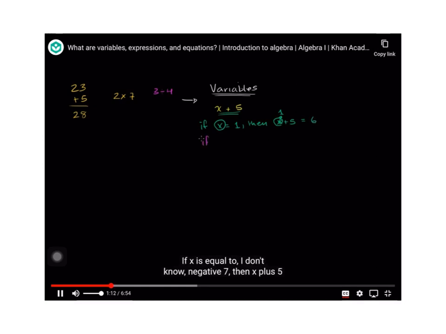If x is equal to, I don't know, negative 7, then x plus 5 is going to be equal to, well, now x is negative 7. Negative 7 plus 5, which is negative 2. So notice, x here is a variable. X here is the variable, and its value can change depending on the context. And this is in the context of an expression. You'll also see it in the context of an equation.